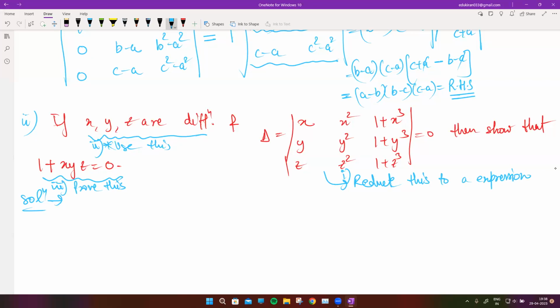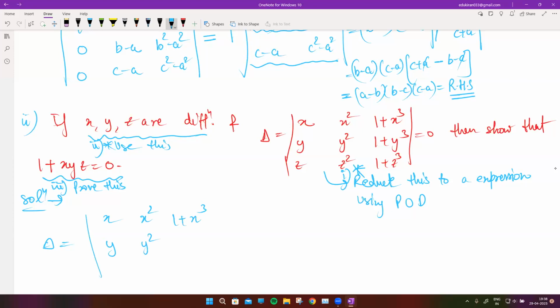Right? Now, this will be reduced using the properties of determinants only. Right? And this will be the important task, the most important task of this question. So let's try to reduce this delta. So delta is given: x square, 1 plus x cube, y square, 1 plus y cube. Now, by seeing this delta, I'm trying to simplify this delta.